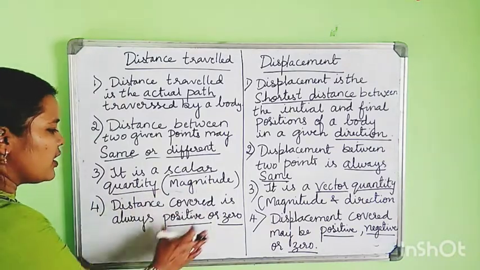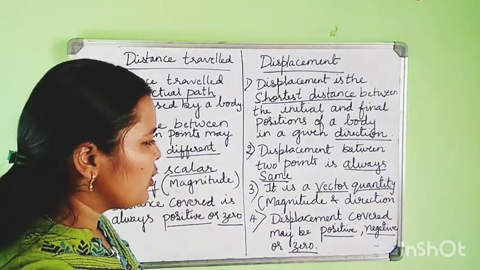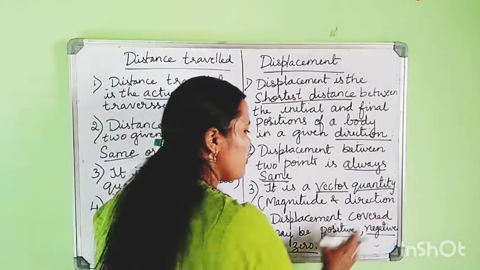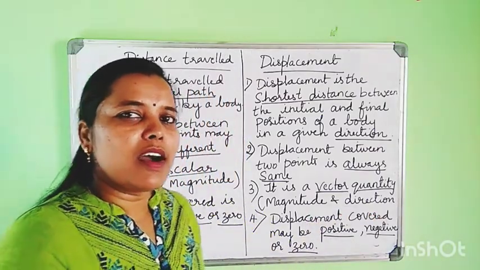And distance covered is always positive or 0, I told you, but displacement may be negative, positive or 0.